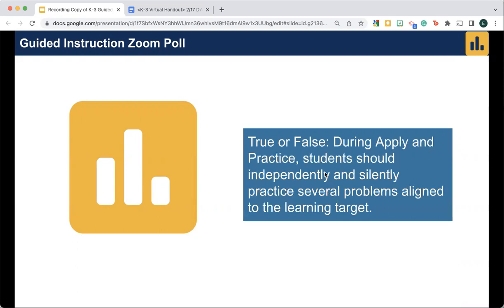Next question, true or false? During apply and practice, students should independently and silently practice several problems aligned to the learning target.